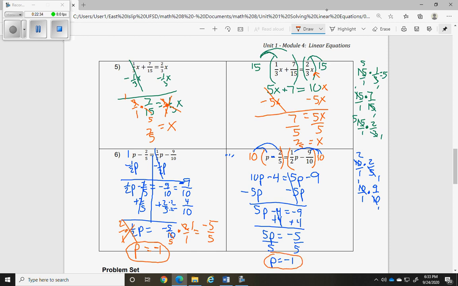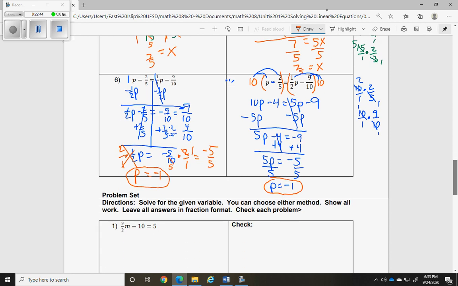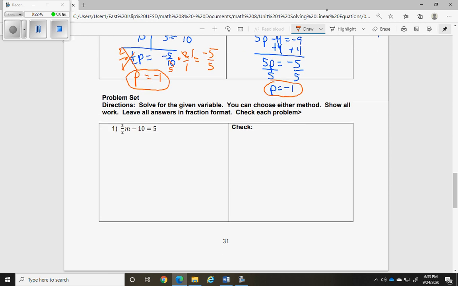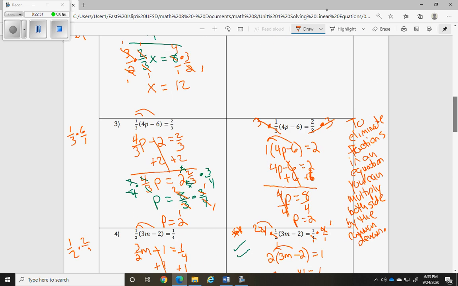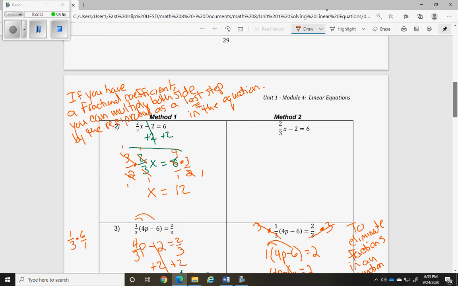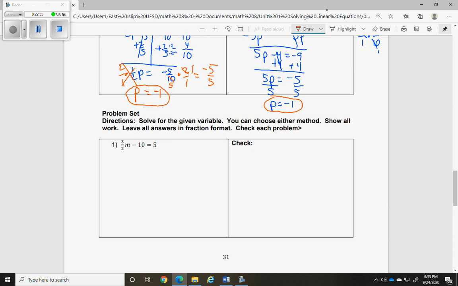So really, you can just deal with the fractions the whole way through, if that's what you like better, or you can get rid of the fractions and then solve an equation without them. This one, I'll tell you, I would do it just like number 2. So this one refer to number 2. And do a check for it, please.